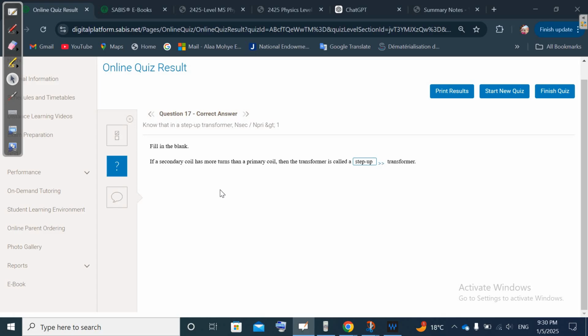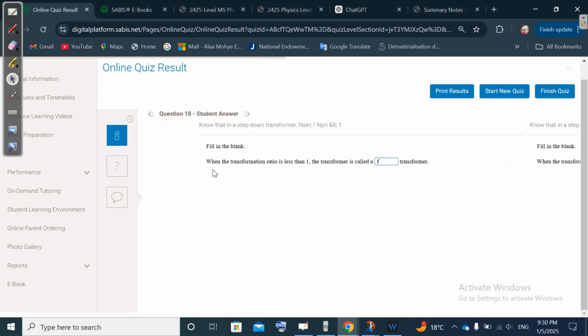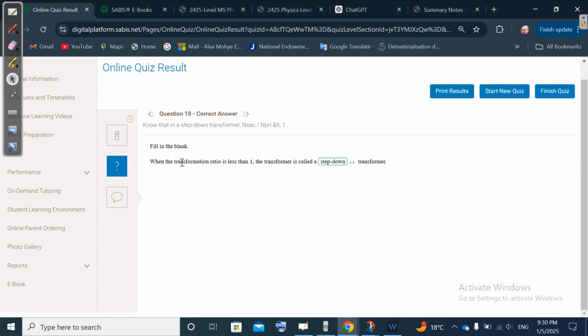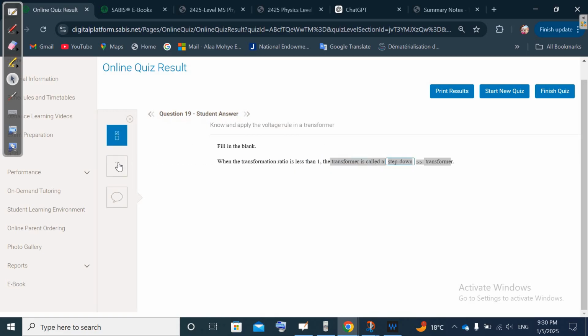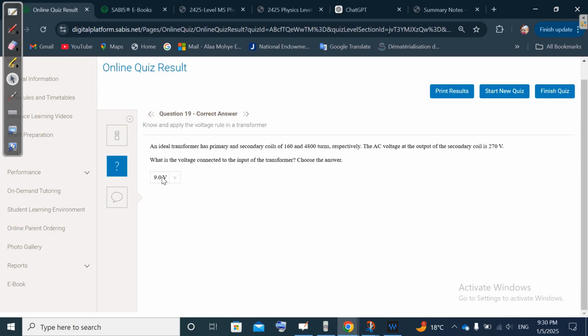Question number 17. If a secondary coil has more turns than a primary coil, then the transformer is a step-up transformer, as I mentioned before. Question number 18. When the transformation ratio is less than 1, the transformer is called a step-down transformer. Question number 19. An ideal transformer has a primary and secondary coil of 160 and 4,800 turns. The AC voltage at the output of the secondary coil is 270 volt.